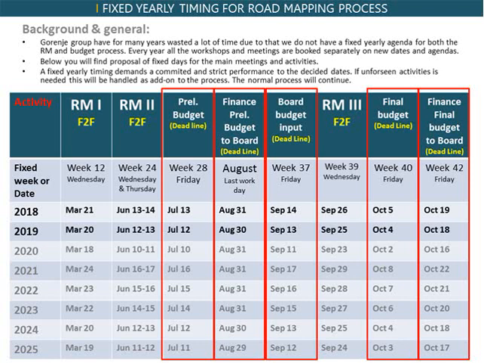Besides road mapping meetings, you can also find the deadlines for the dates when the different budget steps should be delivered. The process owner is also requested to put those dates in the Outlook system and inform the right stakeholders.